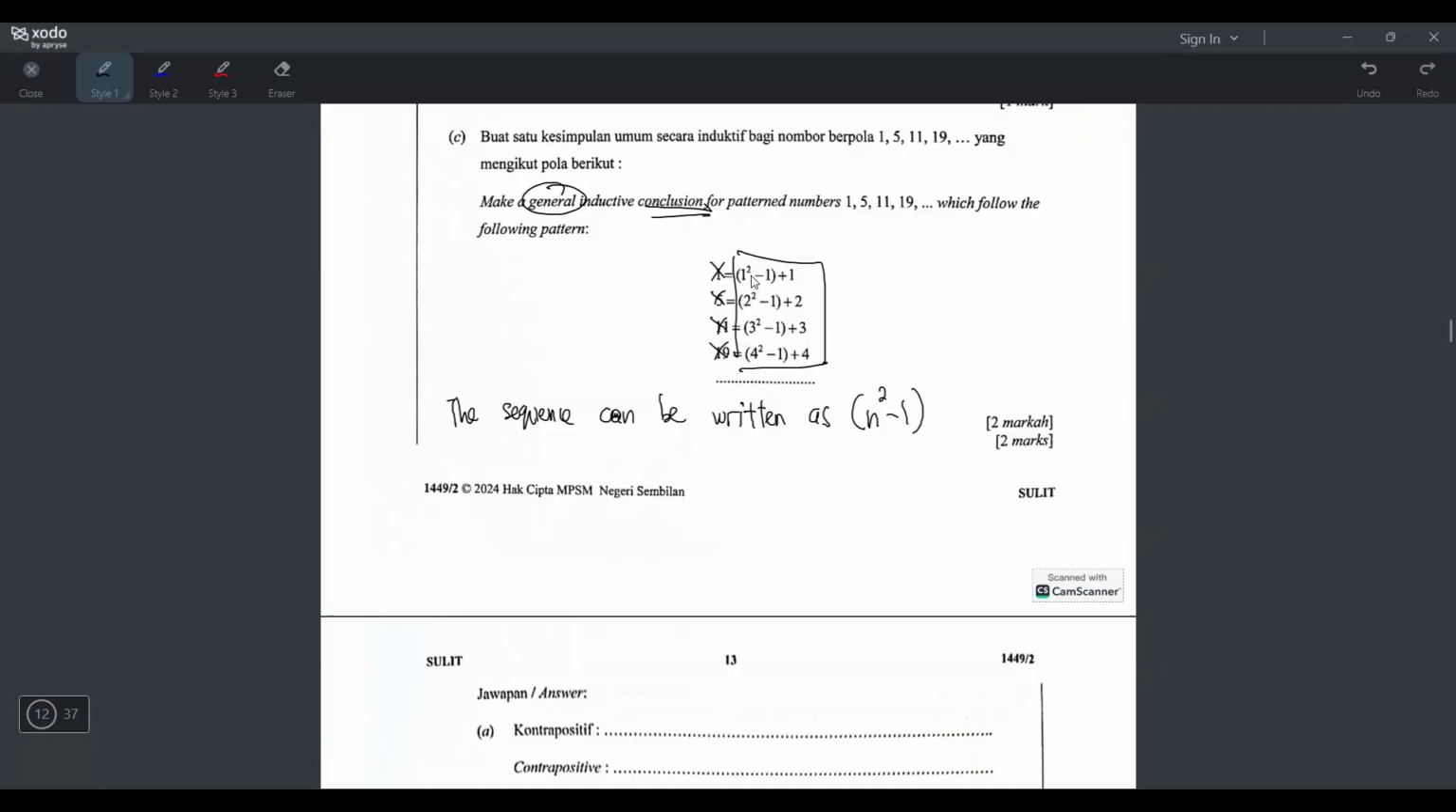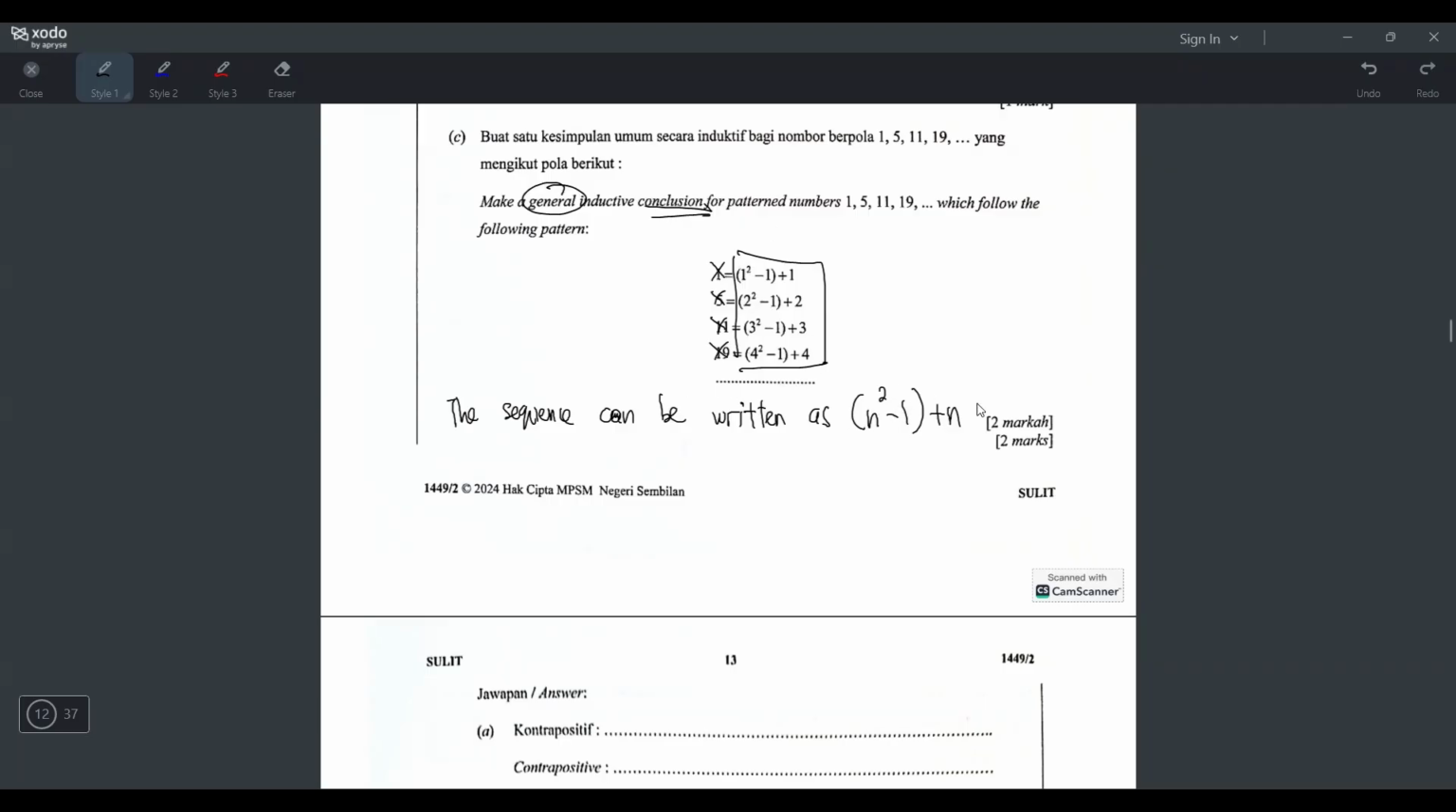It means the square never changed, right? So the square stays because it never changed. The bracket also never changed, so the bracket also I keep. Minus 1 never changed, so the minus 1 I stay the same also. But the 1, 2, 3, 4 keep changing. That's why I write n. And then at the back here, plus 1, plus 2, plus 3, plus 4, I have to write plus n. Right? So if the number keeps changing, you have to write n. If the number never changes, then you also don't change. For example, if it's minus 1, minus 1, minus 1, when you generalize, it will be minus 1 also.